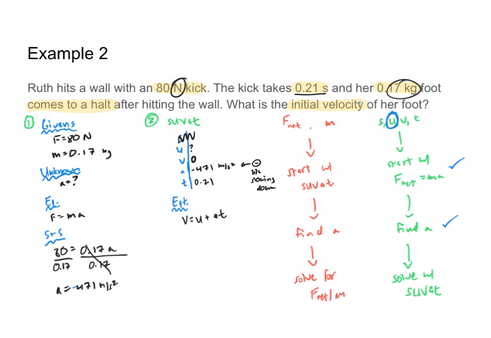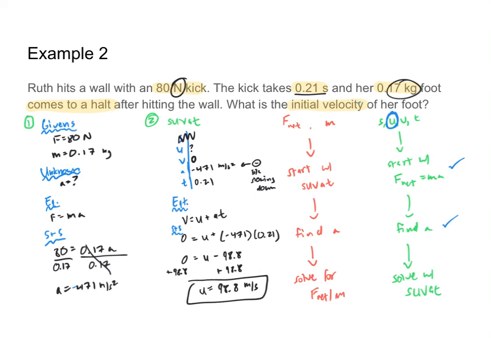Plugging in my numbers, and moving on to my sub and solve stage, what I'll find is that 0 is equal to u, my unknown, which I can keep as a variable, plus negative 471 times 0.21. When I solve that out, I get that 0 is equal to u minus 98.8, adding 98.8 to each side. I find that u is equal to 98.8 meters per second. And there you have it, guys. That is the solution to this problem.